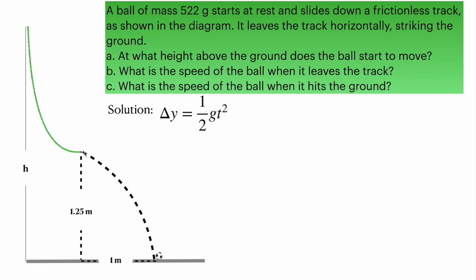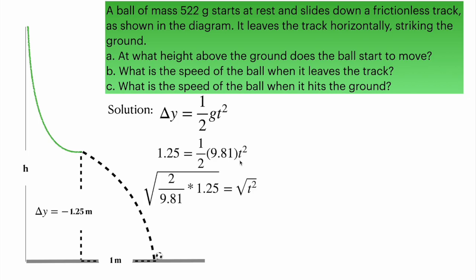We see we need to find what's delta y. Delta y is given, it's the negative of that value. So delta y is negative 1.25. Okay, now I can plug this in, and we can plug the value of g, which is negative 9.81, and we can find the duration of the parabolic motion until it hits the ground. So t squared will end up like this, then take square root of both sides. So t is equal to 0.5 seconds. Okay, so this is the time.